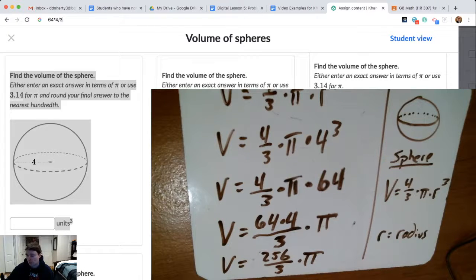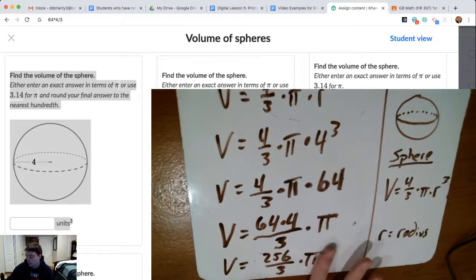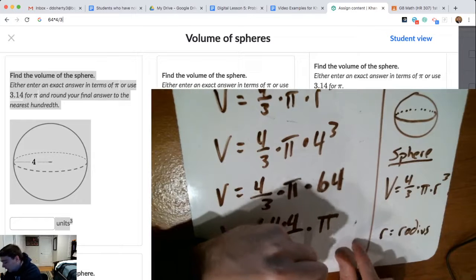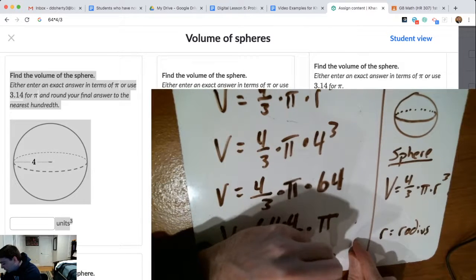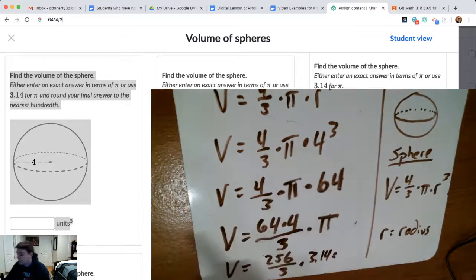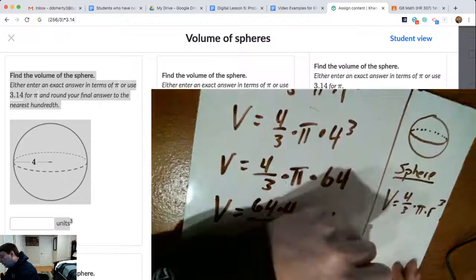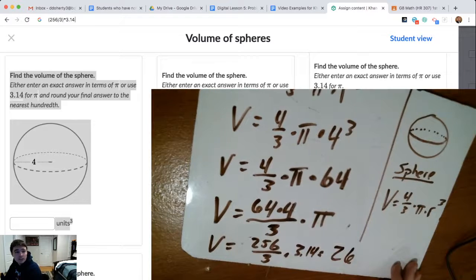More likely you all are going to want to replace the pi with 3.14, so that's what I'm going to show you here. If you replace pi with 3.14, then it's just a matter of using the calculator, working accurately, and rounding correctly. 256 divided by 3, and then that needs to be multiplied by pi, and we're using 3.14 for that. That would give me 267.946.